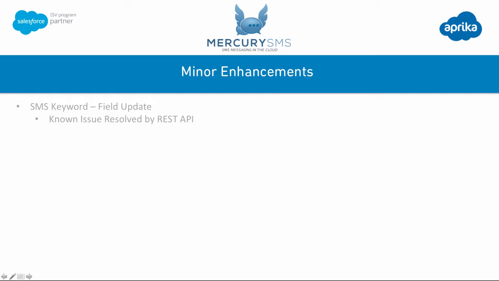We've been able to address a known issue with the SMS keyword field update feature as a result of upgrading to the REST API enhancement. The known issue was where previously when an inbound message was received that triggered a field update, all records with the matching phone number were updated. With the enhanced REST API matching functionality, only the record that sent the outbound message will now be updated.